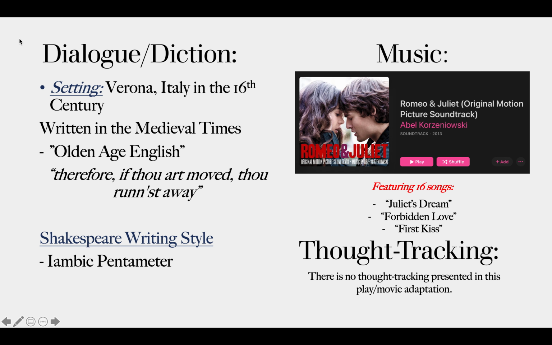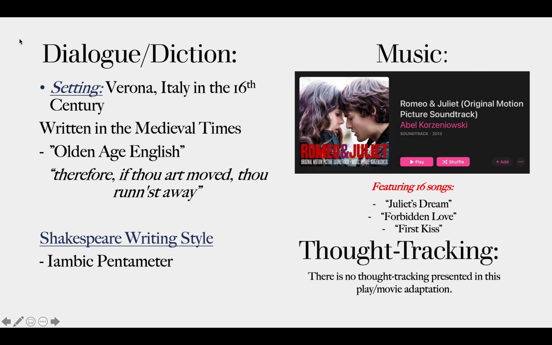Dialogue and diction. The setting of Romeo and Juliet is Verona, Italy in the 16th century. It's written in medieval times, so it has a lot of olden age English. Here's a little excerpt from the script. It states, "Therefore, if thou art moved, thou runnest away." Shakespeare has a very specific writing style, and that writing style is iambic pentameter, which is pretty much the rhythm of a heartbeat. There's one strong beat and one soft beat that's repeated 5 times.